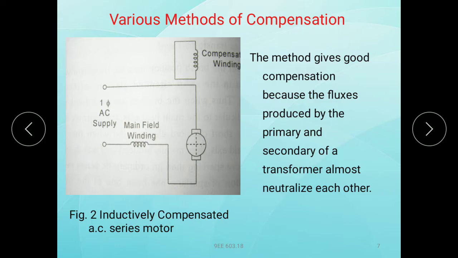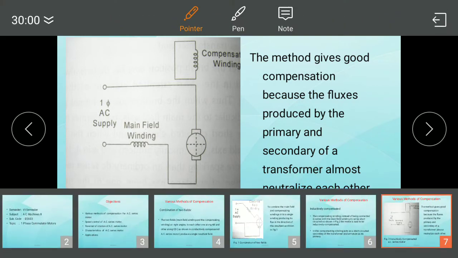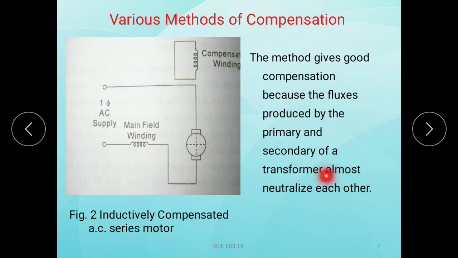The method gives good compensation because the fluxes produced by the primary and secondary of a transformer almost neutralize each other.